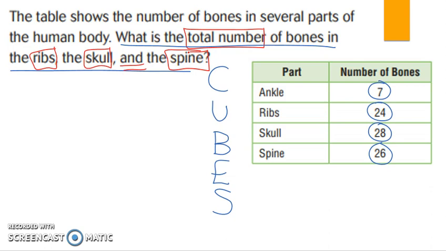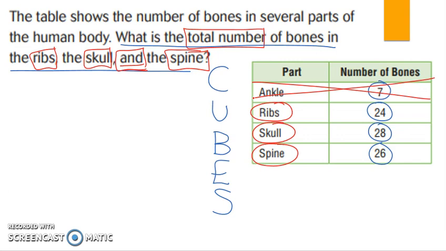So when we see the words total number, we know that we are going to be joining or adding. So it asks us for the ribs, the skull, and the spine. Ribs, skull, spine. Does it ask us for the ankle? No, it does not. That's called nonsense information. We're going to cross off that information for ankle because it is not needed in the problem. Next, we're going to do the E in CUBES, which is to evaluate the problem.